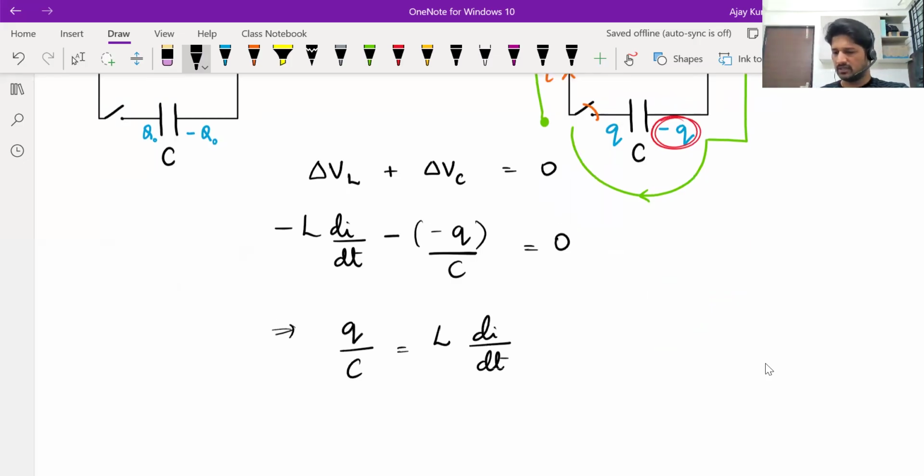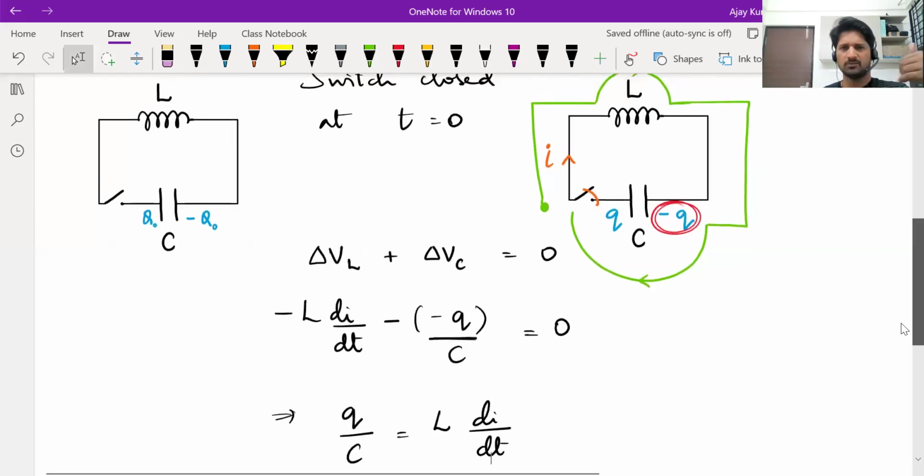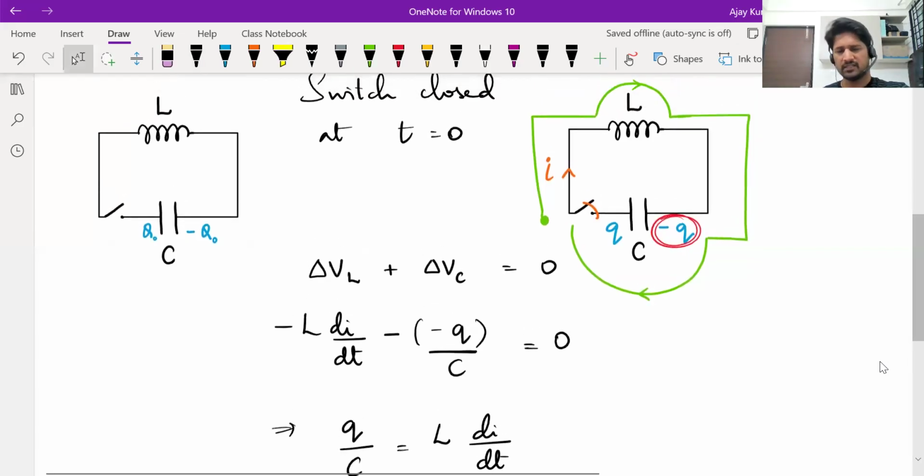Now in this situation, after you close the switch, it's like the two plates have been connected, but they have been connected through an inductor, not directly. So charge will change. Charge will slowly decrease, and current also will change. Inductor doesn't allow current. It provides some opposition to current, but the current will keep changing. It will increase anyway. So Q is a variable, I is also a variable.